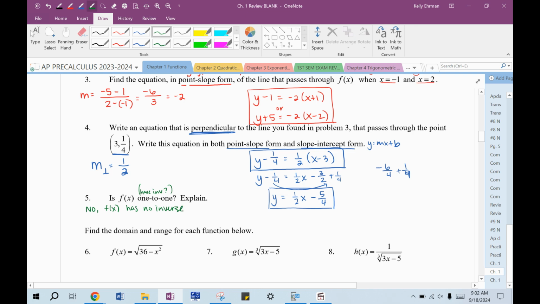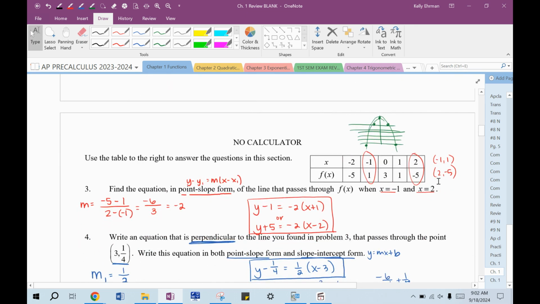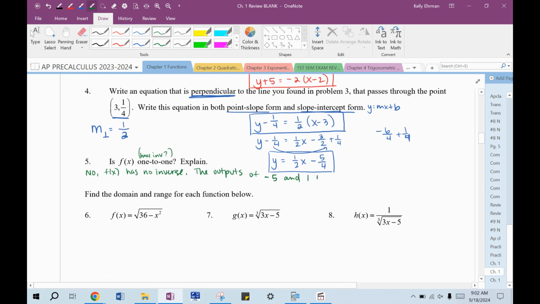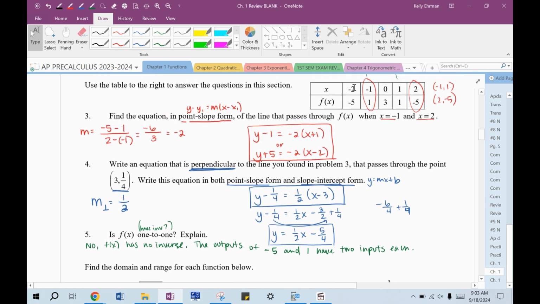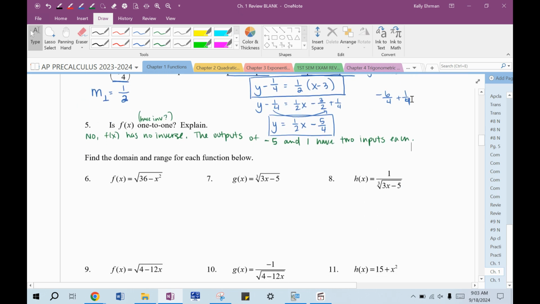Whatever. And then you need to explain. Remember, you're not allowed to say that it failed the horizontal line test. You would say the outputs, here's what I can see exactly. The outputs of -5 and what was the other output? -5 and 1 have 2 inputs each. That's not the only way to say that. You could reference the points like, yeah, I've got the point plus or minus 2, -5, and plus or minus 1, 1. That would work too. So some inputs have multiple outputs. You could say that too.